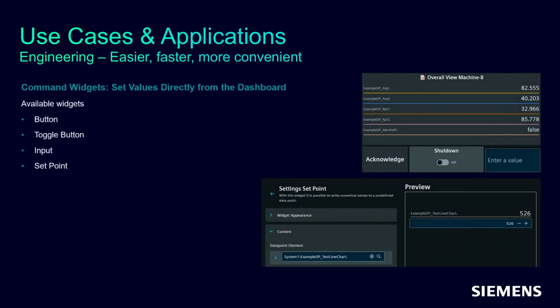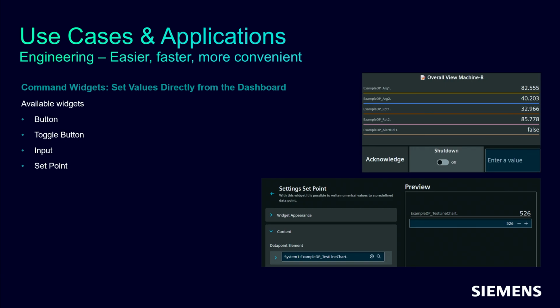I want to go a little bit more into detail for the command widgets, because this is one of the new key features in the new dashboard. And if you want to set values directly from the dashboard to the OA backend, you can now use the command widgets. The button is a very powerful widget. You can trigger actions with it. For example, you could acknowledge alarms. With a toggle button, with our switch widget, you can, for example, switch on systems, on, off, enable, disable a feature, or similar.